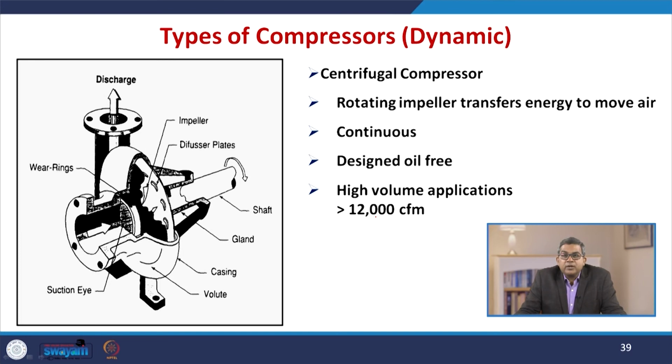Now let us talk about the dynamic compressor system. This is a centrifugal compression system. A rotating impeller transfers the energy to move the air, and it's continuous in nature, and it's designed for oil free operation with high volume application of 12,000 cubic feet per minute, CFM.